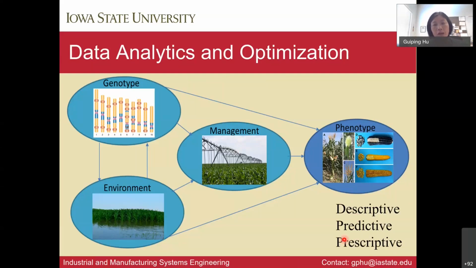Because the first 2 levels, we're trying to understand what happened and what is going to happen, right? But in order to make a difference in either farmers' decision-making or other agricultural decision-making, in order to combine the data analytics into impactful decisions, we need to go through this prescriptive analysis. Okay, so feel free to interrupt me if there are questions, okay?